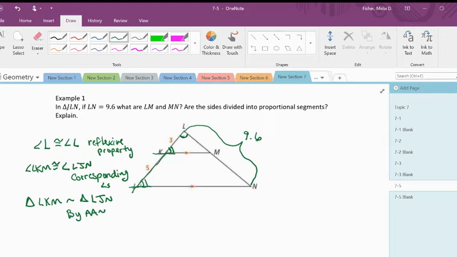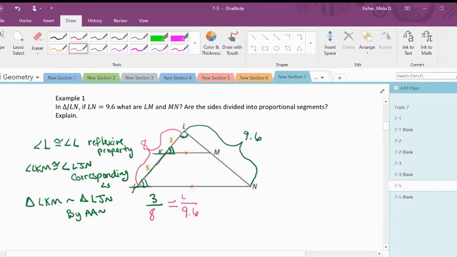So we're going to take the small triangle, which is 3, over the big triangle. And for the big triangle, we have to add both of those pieces together to equal 8. That's the side length of the whole thing. Then we're going to put the small triangle, which is LM, we don't know what that is, over the whole thing, which is 9.6. So it might be helpful to look at this as just one variable. We'll put an x there.